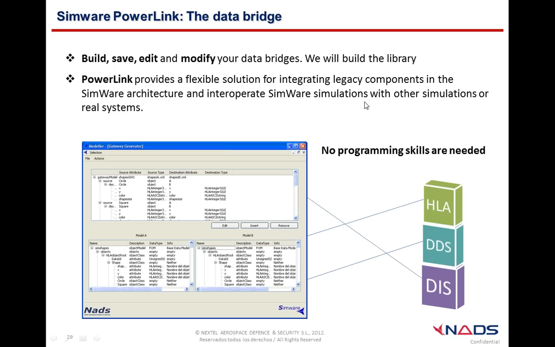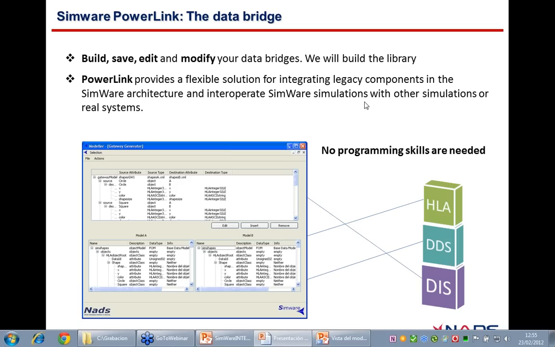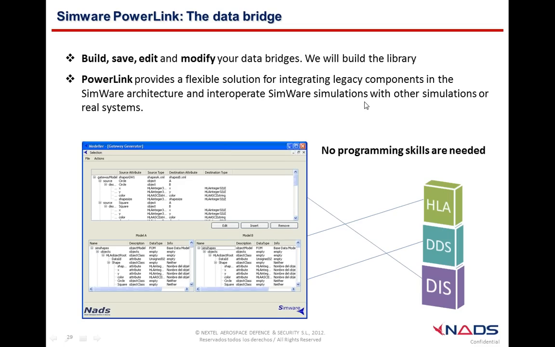You can choose, for example, in one side HLA of MAK or HLA of Pitch or DDS, and in the other, for example, you can choose DDS or this, whatever. And these data bridges can be reused, can be modified, edited, etc.